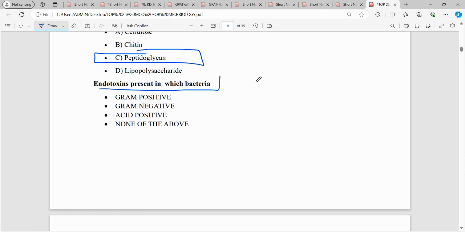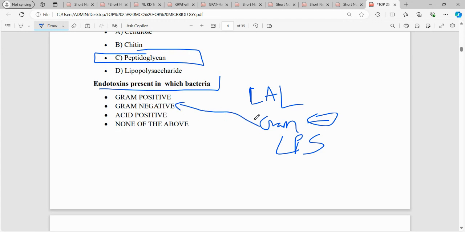So, in parenteral testing and in pharmaceutics, we usually do endotoxin tests by LAL, Limulus amebocyte lysate. We perform pyrogen testing because these endotoxins may cause pyrogenicity, fever-inducing effects. So, they are present in the cell wall of gram-negative bacteria in the lipopolysaccharide. So the right answer is gram-negative bacteria. They are present in the cell wall of gram-negative bacteria with the lipopolysaccharides.